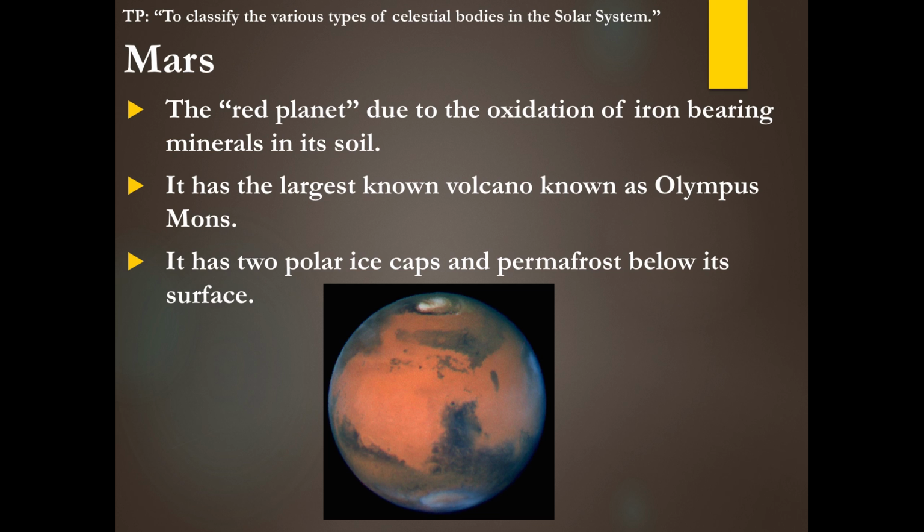Mars, the red planet, due to the oxidation of iron-bearing minerals in its soil and rock formations. It has the largest known volcano, known as Olympus Mons. It's a shield volcano on the surface. Mars also has two polar ice caps, one up here in the north, one down here by the south. And there is water below the surface that's frozen, also known as permafrost.